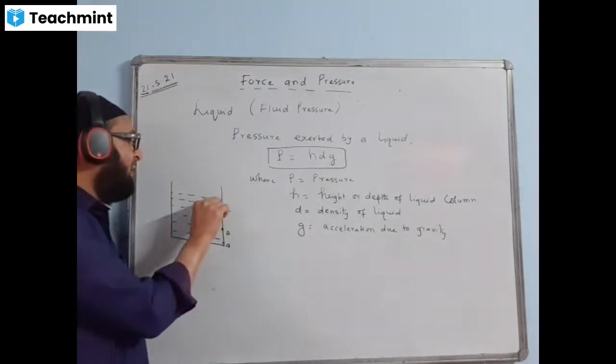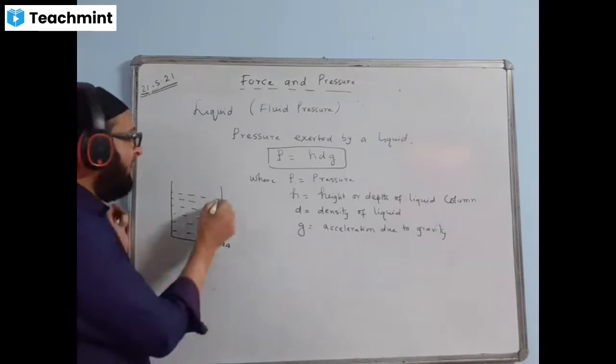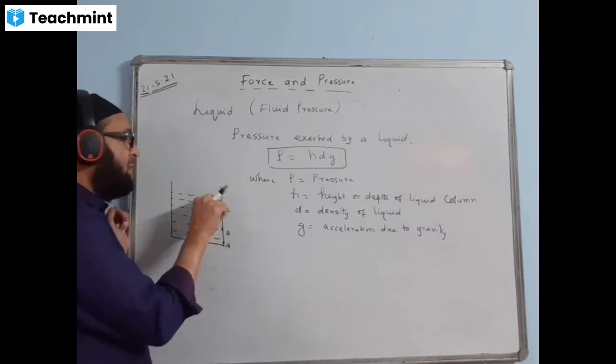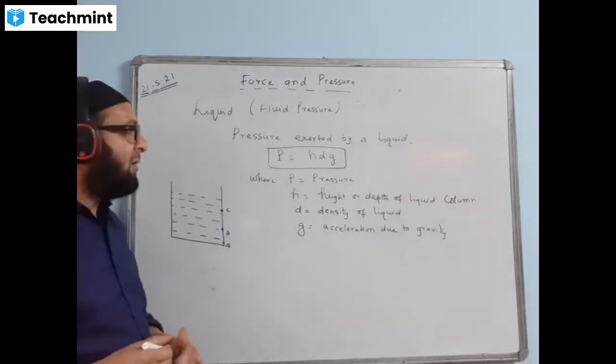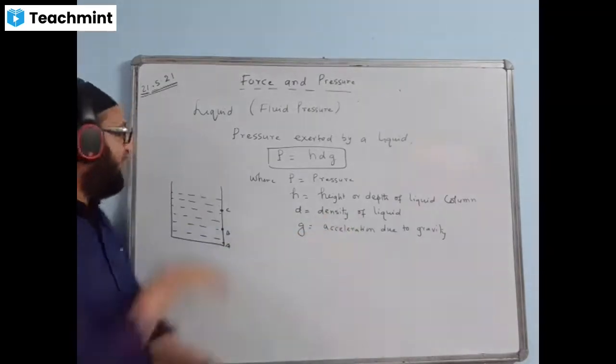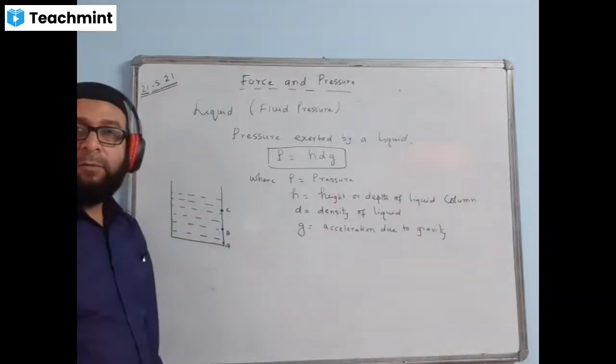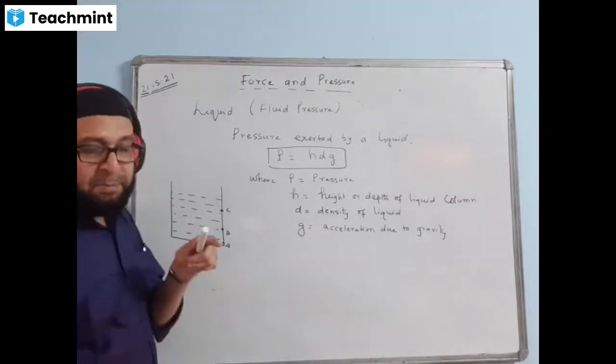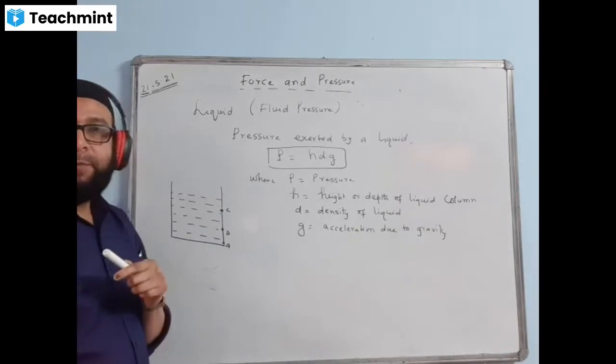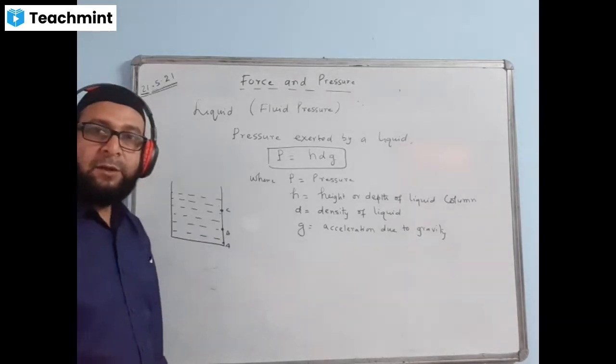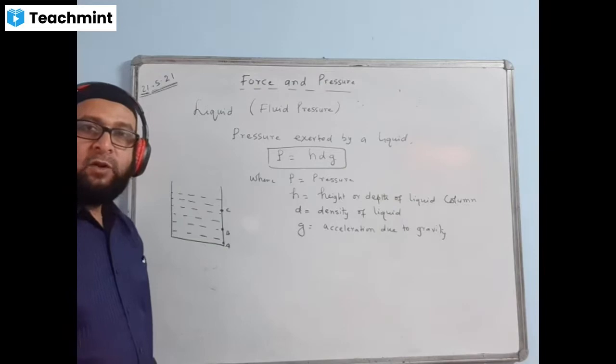This is the height of the liquid column. This is the value of h, only this much. All the height or depth we calculate from the free surface of the liquid column. Larger the depth, larger the pressure; lesser the depth, lesser the pressure. You understand?